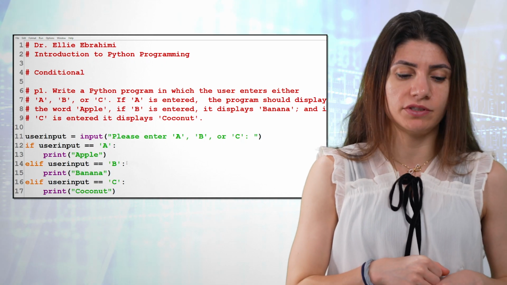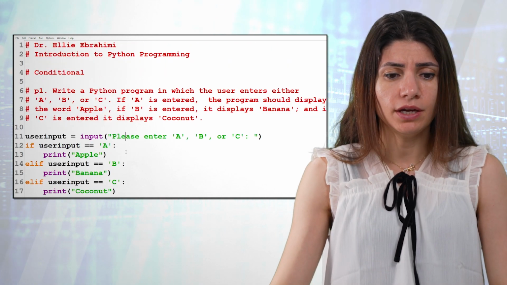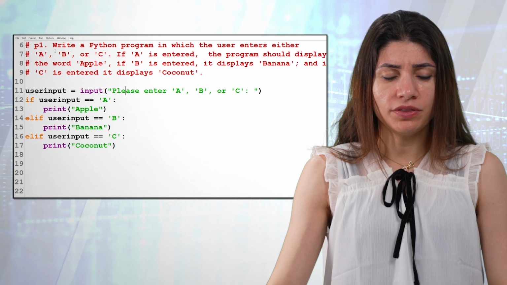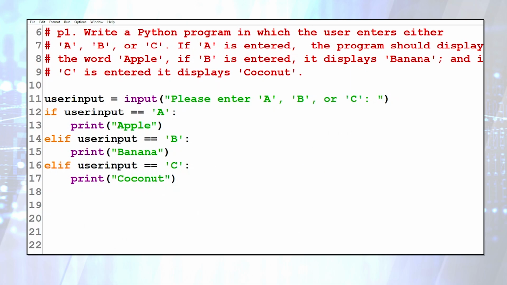Okay, so one thing that we can add here is, let's say the user doesn't put A, B, or C. We can add an else here and say, if the user puts anything else, I want to print invalid input, which is not in the question, but we can always add that.